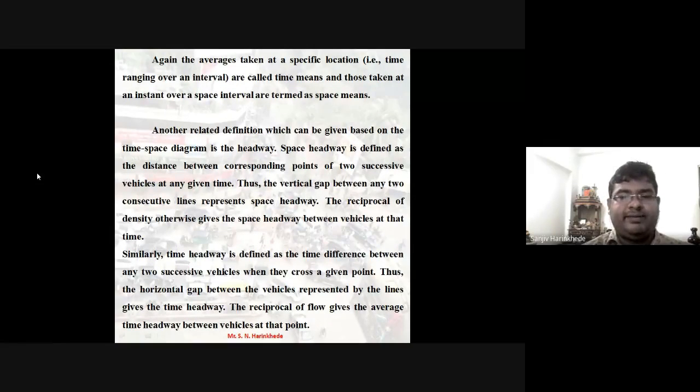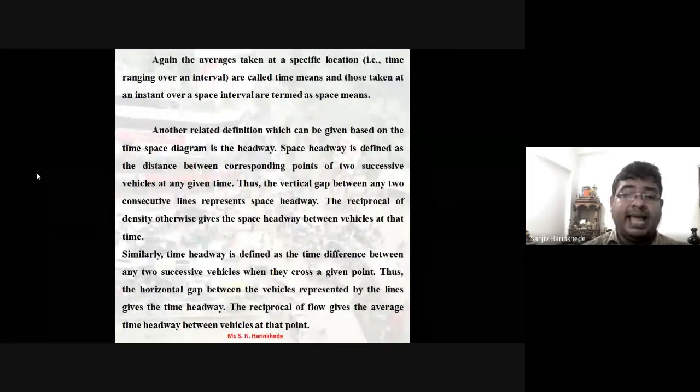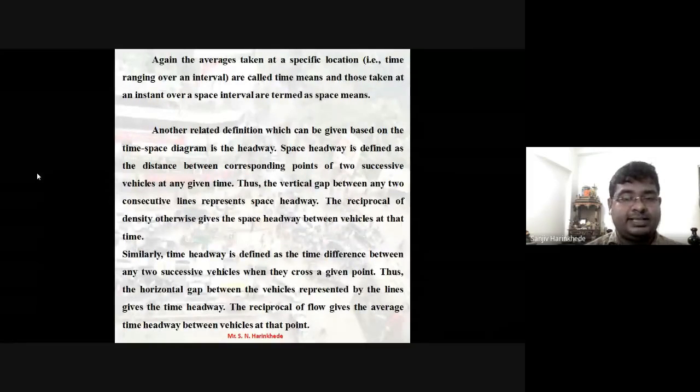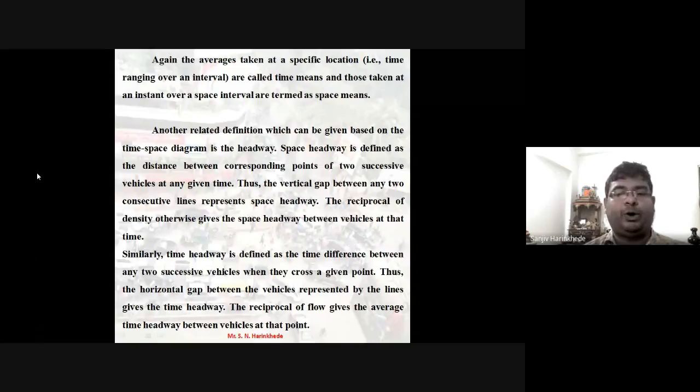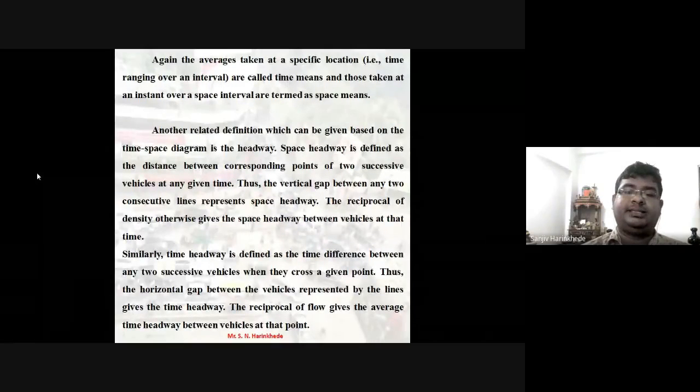Another related definition which can be given based on the time space diagram is headway. The space headway is defined as the distance between corresponding points of 2 successive vehicles at any given time. Thus, the vertical gap between any 2 consecutive lines represents the space headway. The reciprocal of density otherwise gives the space headway between the vehicles at that time.